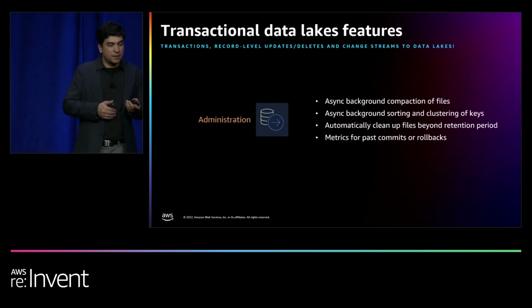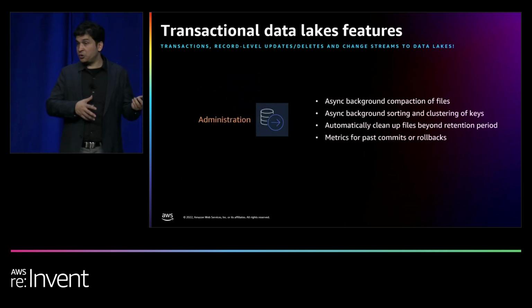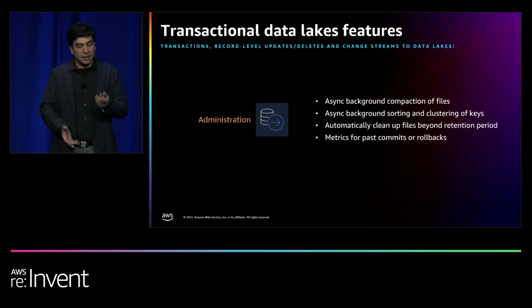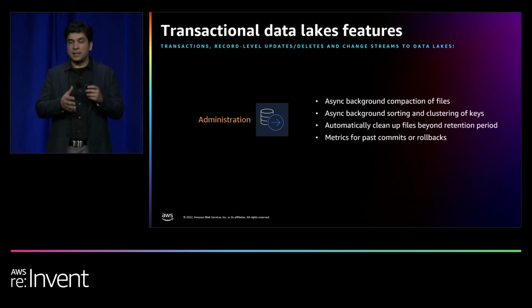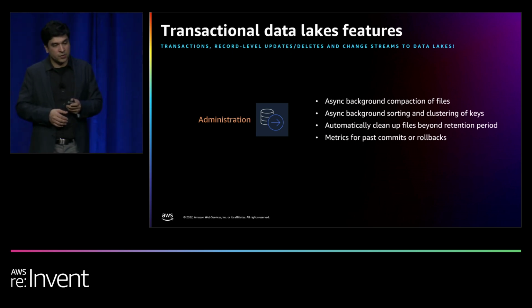Now these come with some administration challenges, which should ideally be automated. How will you compact files asynchronously in the background? How will you sort and cluster these by secondary keys in the background? How will you clean up files beyond the retention period? Let's say you have 1 year or 7 years of retention period. How will you archive data beyond that automatically? So every day, 1 day of data is being archived, and that might be 1 year back. And as commits happen, as transactions happen, how do you have metrics that can keep track of past commits and rollbacks and such operations?